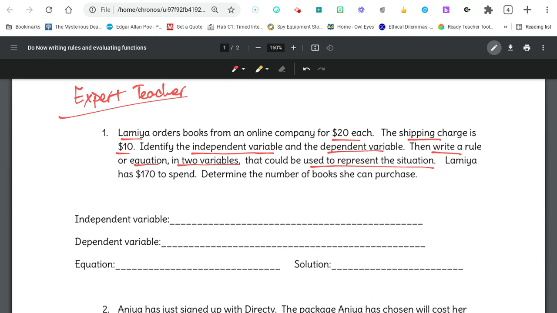Okay, and then we'll look at this part right here in just a minute, okay? I just want to identify independent and dependent right now, but I'm going to write a dependent statement so I know the total cost depends on the number of books she buys.